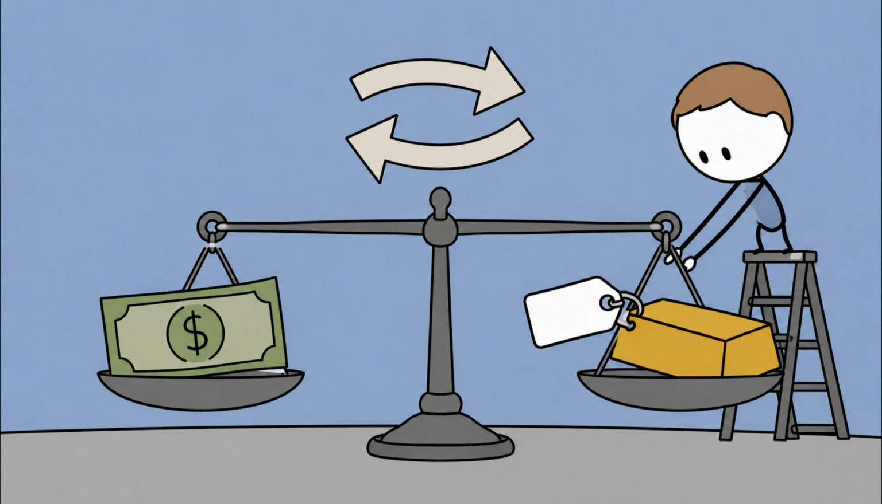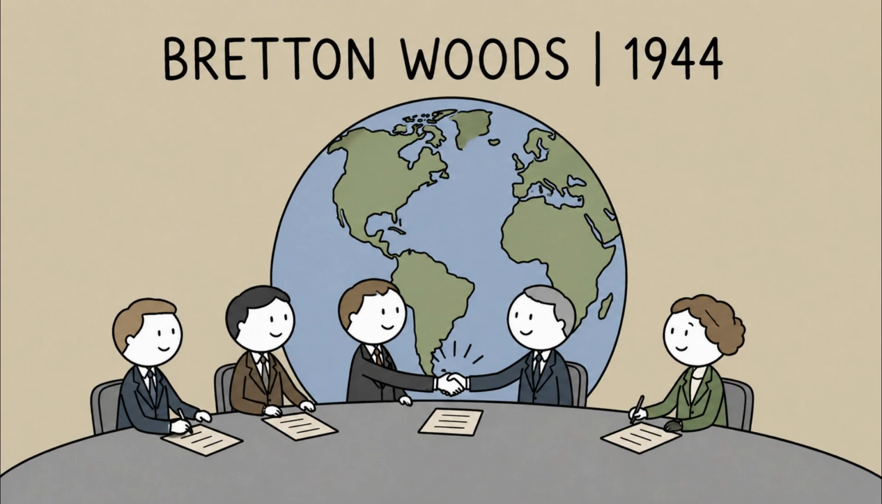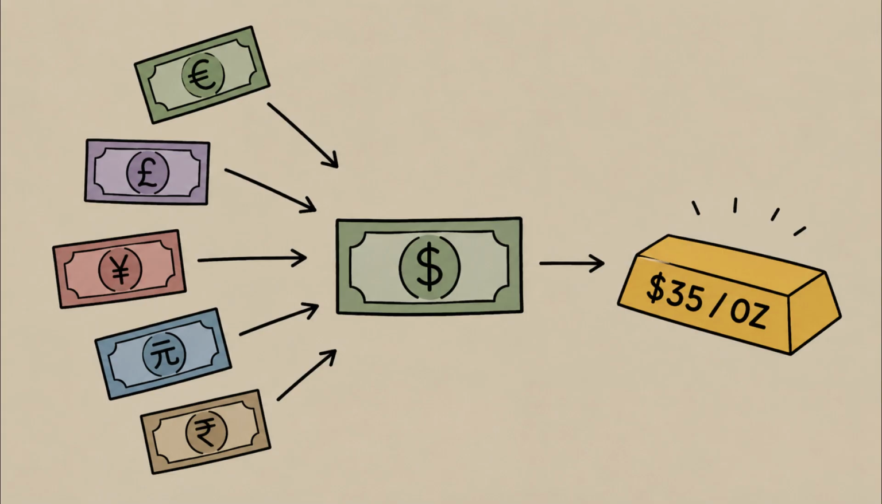A country fixes its currency to a set amount of gold and commits to exchanging money for metal under the rules of that system. After the Second World War, the whole world built its money system on one version of that promise. It was called Bretton Woods, struck in 1944. Other countries pinned their currencies to the United States dollar, and the dollar, in turn, was pinned to gold at a fixed price, $35 an ounce.